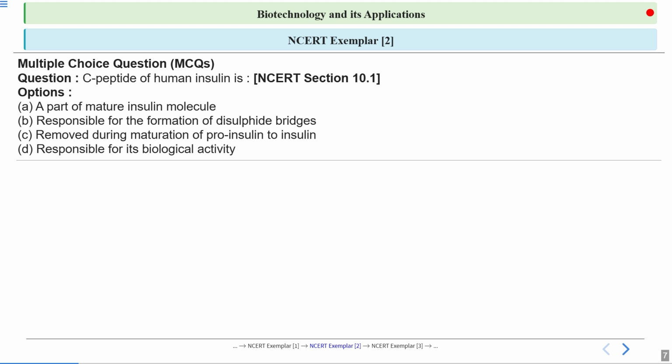The first option says that the C peptide of human insulin is a part of the mature insulin molecule. The second option says that it is responsible for the formation of disulfide bridges. The third option says that it is removed during maturation of proinsulin to insulin. And the fourth, that it is responsible for its biological activity. So let's see what the answer is.